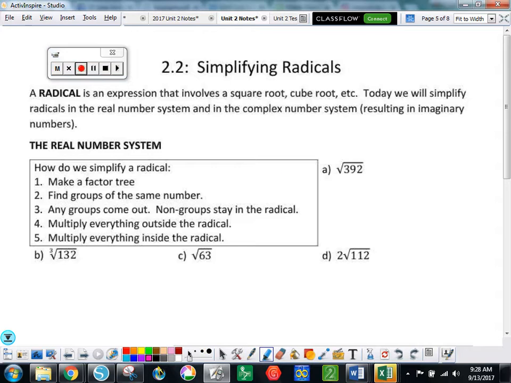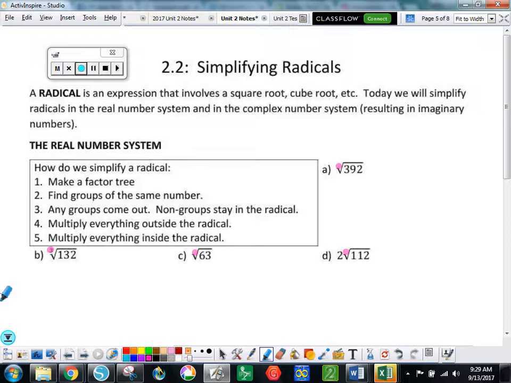A couple items of notation. We used this word last time. The number that goes right here is called the what? Do you remember? Starts with an I. The index. That number is the index. That's the number that determines how many groups I'm looking for. If there's not a number there, that means I'm looking for groups of 2. Index is a square root. I'm looking for groups of 2.